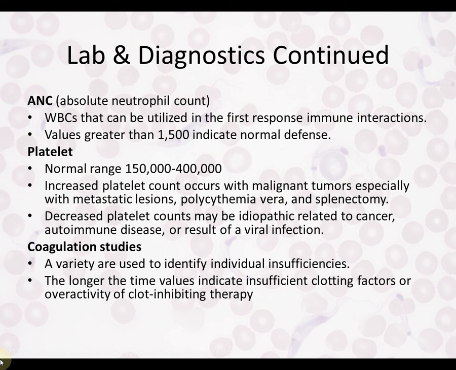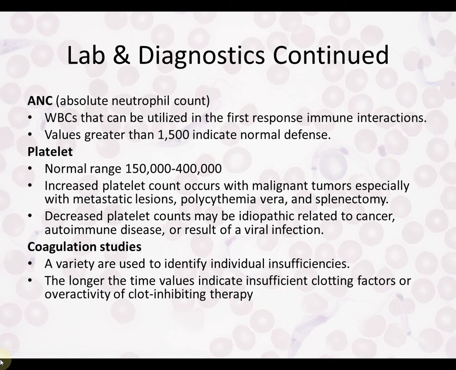Platelet evaluation. The platelet count is usually an indicator of bleeding risk because the platelets are responsible for the initiation of the clotting cascade. Normal values range from 150,000 to 400,000. You will see an increase in the platelet count, or thrombocytosis, occur with malignant tumors, especially if it's a metastatic lesion, as well as with your polycythemia vera and splenectomy.